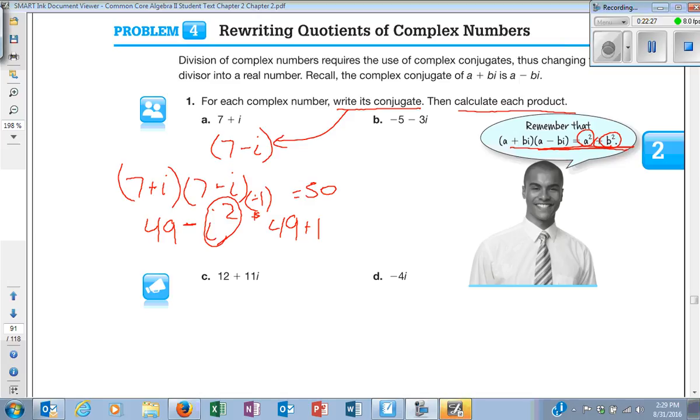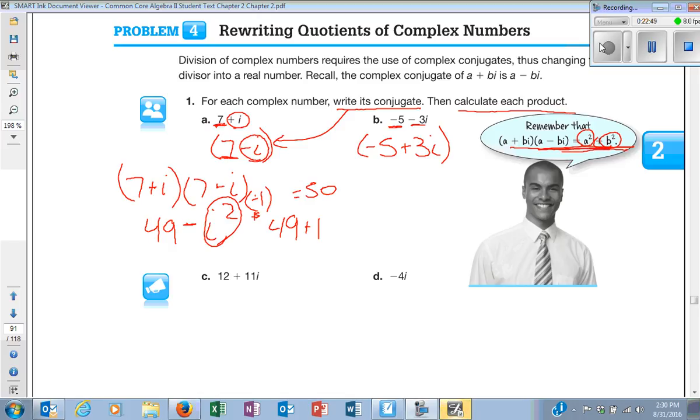All right, this next one's a little trickier because kids want to change the signs of both of them. Notice over here, this was a 7, this remained a 7. The only thing that changed sign was the back number. So the conjugate pair for this one is still going to be a negative 5. I didn't change this one, but this one's going to change to a plus 3i.